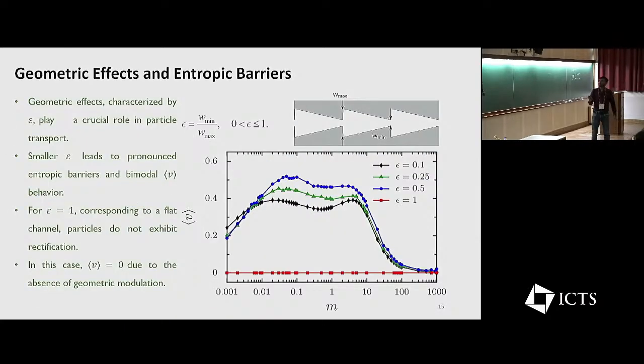So here we see the effect of channel geometry. We defined the aspect ratio, where W minimum and W maximum are the minimum and maximum half widths of the channel. Epsilon equal to 1 corresponds to a flat channel, and for a flat channel we do not get any rectification. For a moderate value of epsilon, we get the bimodal pattern.